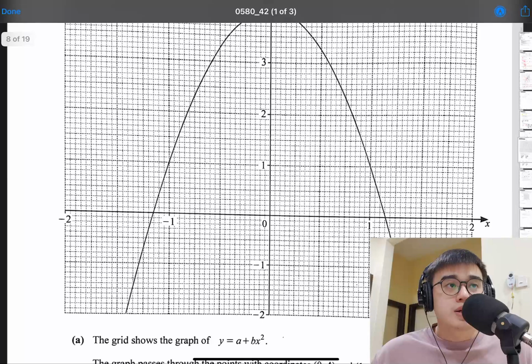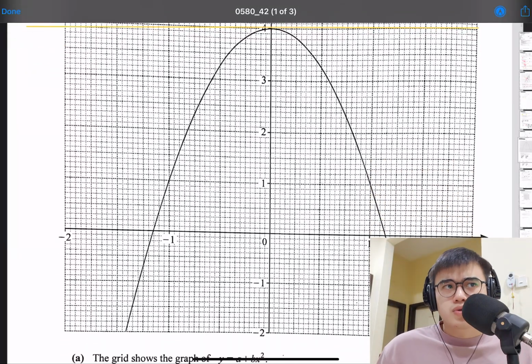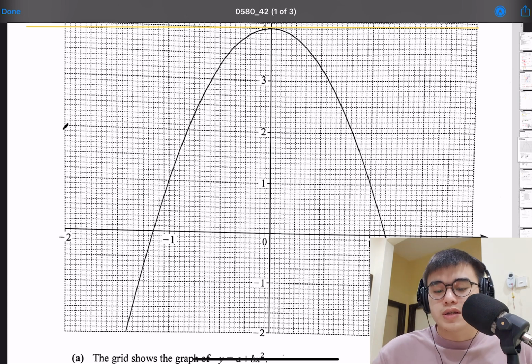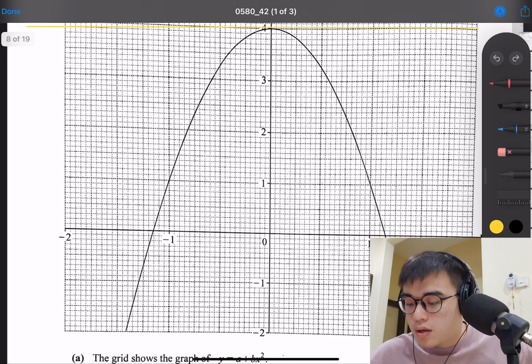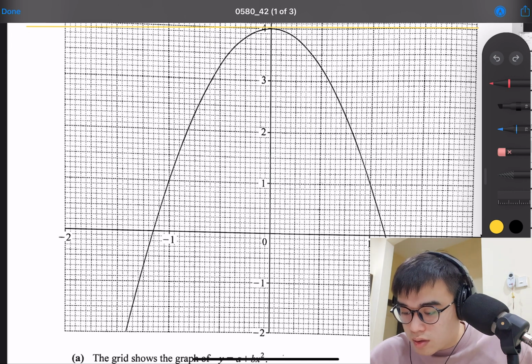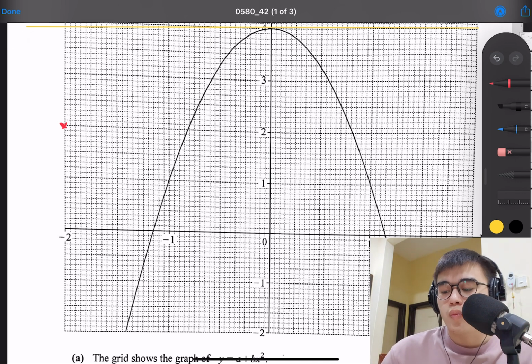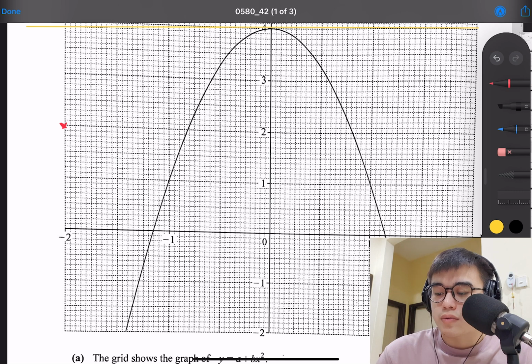So when it is -2, you will have 2 as your answer, so somewhere around here. Hope you guys can see this. Maybe I'll put it in red instead. Okay, should be clear enough. When it is -1.5, it will be 2.11, so it should be somewhere around here.